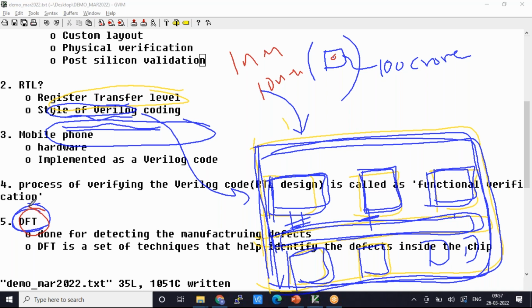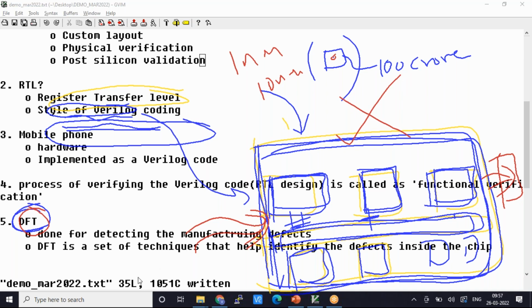Now, if you ask me, is DFT some kind of glass which will help me see? No, it is a technique where if you apply some inputs to the chip, the outputs will come. Those outputs will tell us whether the chip is working properly or not. If the outputs come properly, the chip is working well. If the output doesn't come properly, the chip is not good. So this is a little bit about DFT.